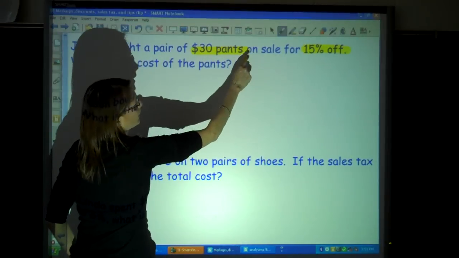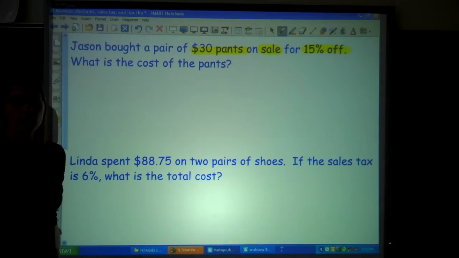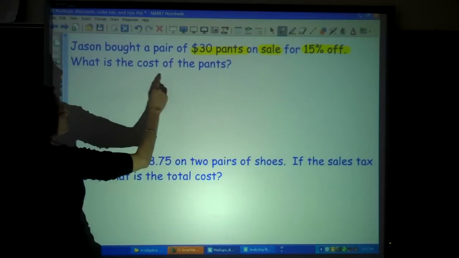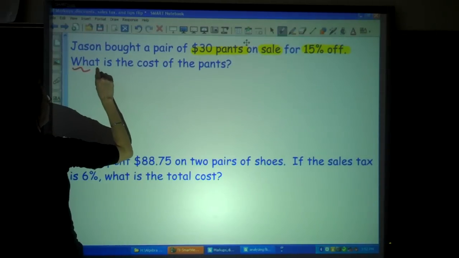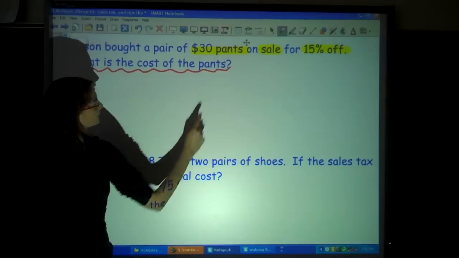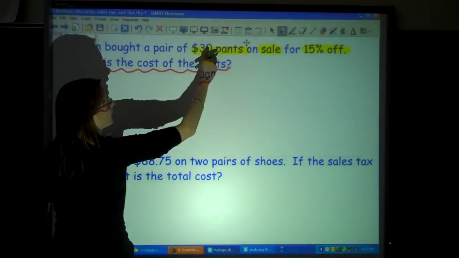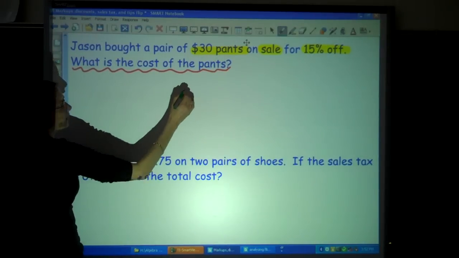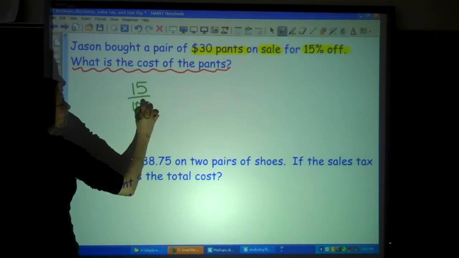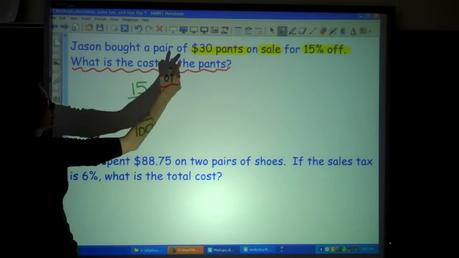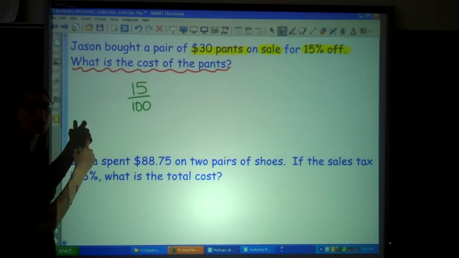So I've got $30 pants and they are on sale. So if I look back at my definitions, sale means subtract. It wants to know what is the cost of the product. So here's my question. What is the cost of the pants? So the first thing I need to figure out is what is 15% off of that $30. So I know to write the 15 over 100 because that's how we write 15%. And now I know the whole price of the pants is $30. And I'm finding what part of it.